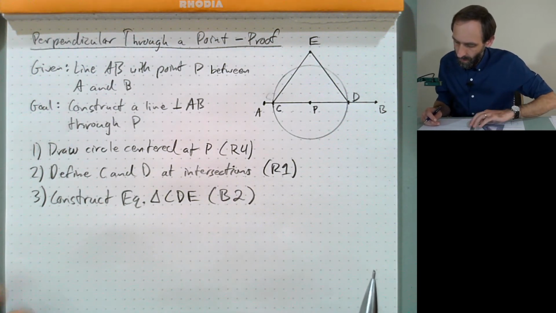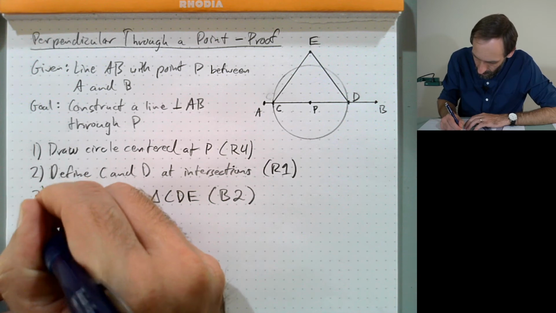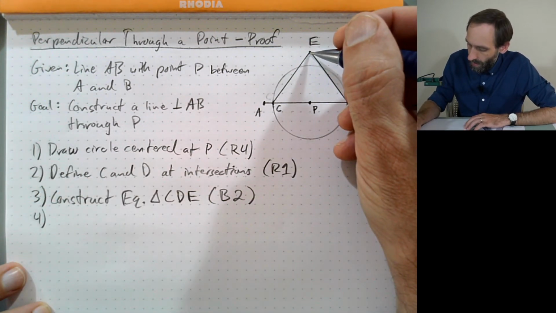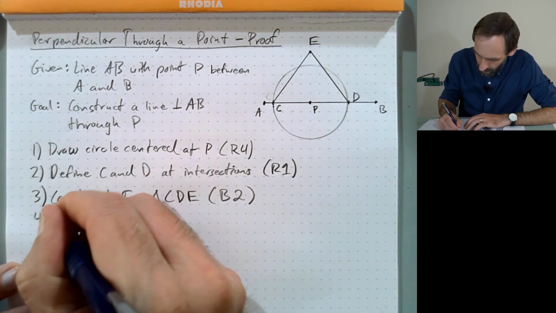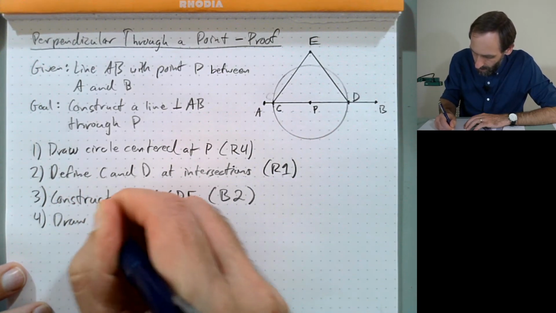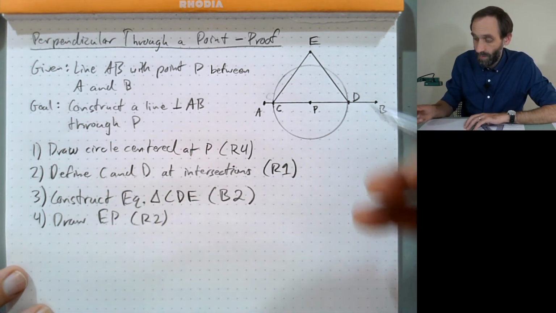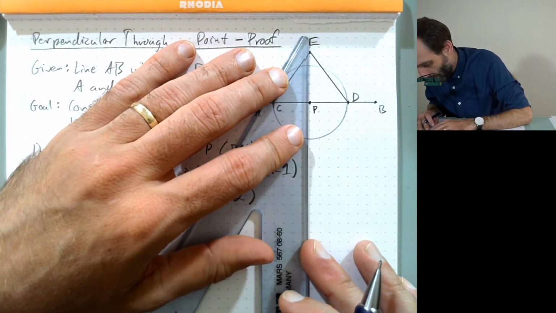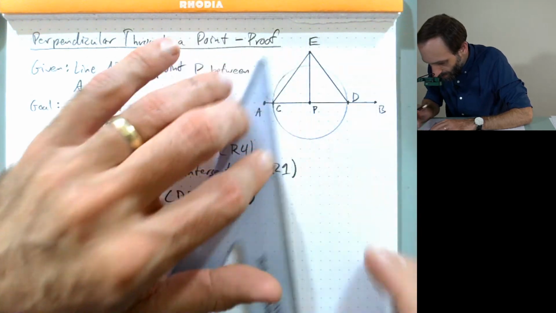Now step 4, we are going to draw the line EP, and that is rule number 2. Rule number 2 says I can connect any 2 points with a line. All right, let's draw this in here. There we go.